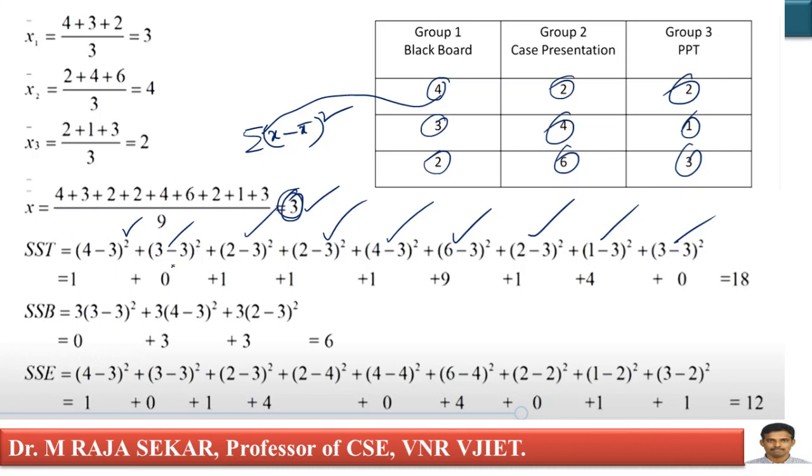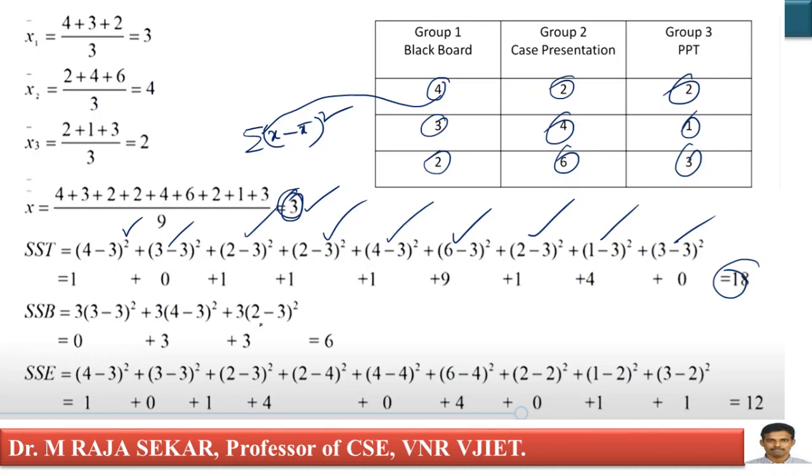I am considering the sum of squares. Therefore, what is my SST? How far each element is away from the overall mean, isn't it? That's what I am calculating. The overall mean is 3. After calculating, what is my value? The SST value is 18. 18 is nothing but the total sum of squares.